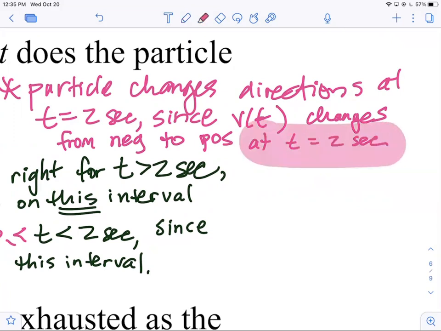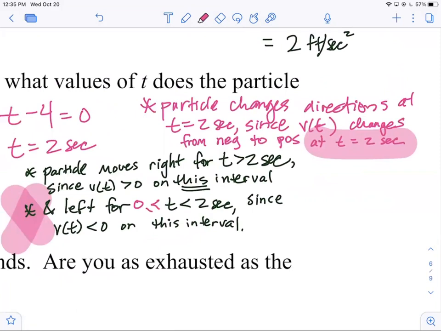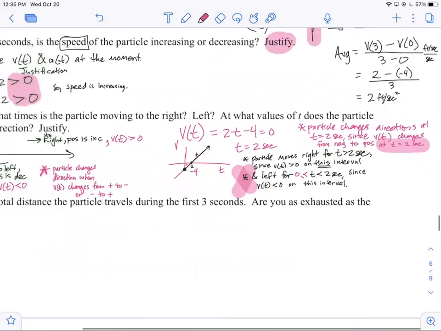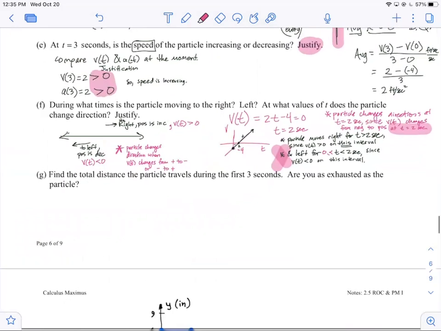You'll see that I tend to really not even use pronouns. Sometimes it's just faster to write the point again. So if you get in the habit also of stating it twice, here's where it changes directions, at t equals 2, because that happens to be the exact same place where this happens, okay? All right, so that takes care of that one right there. All right, y'all have a good lunch. When you get back, we'll do total distance traveled.